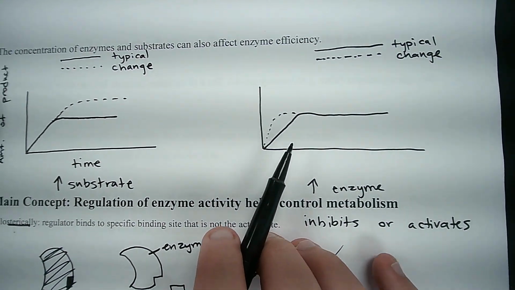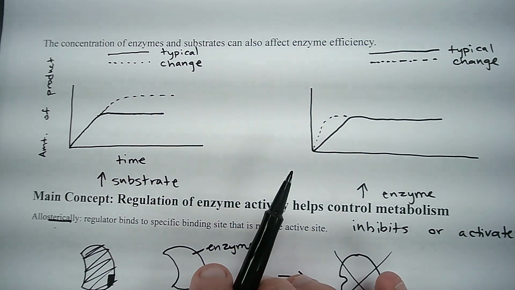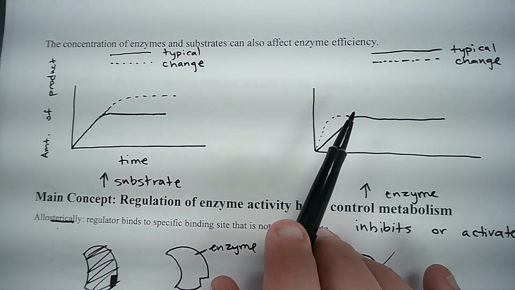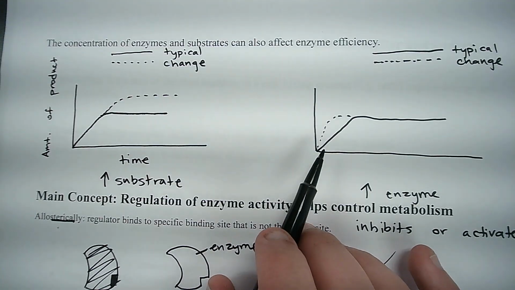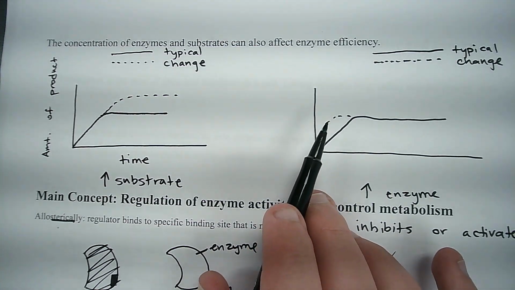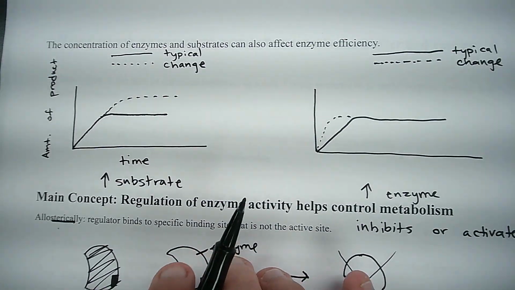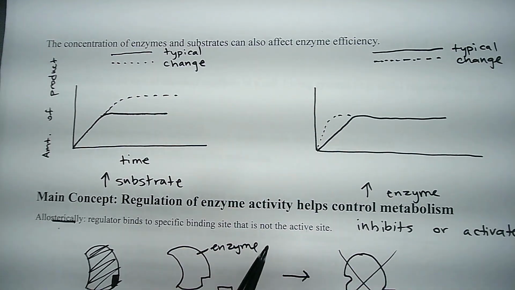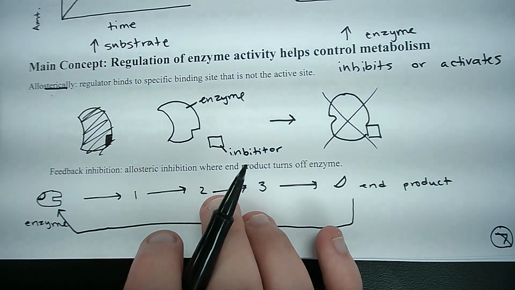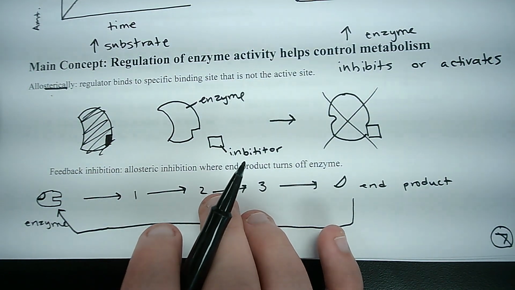Turns out enzymes are not quite the same, because enzymes are the things that do the catalyzing. And so if you increase them, you're not going to increase the actual amount of product. We're only going to increase the amount of product at first, and then it levels off, because eventually there's a point where they level off.